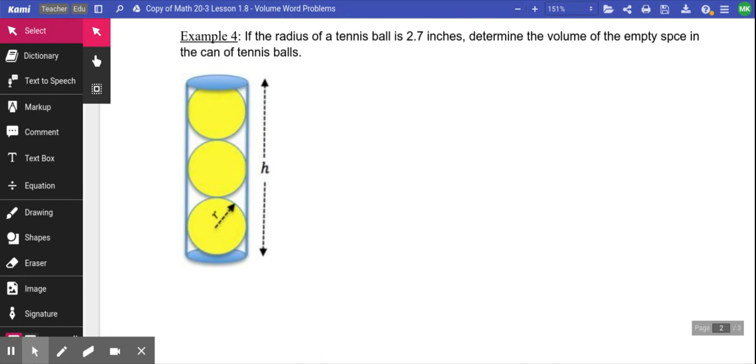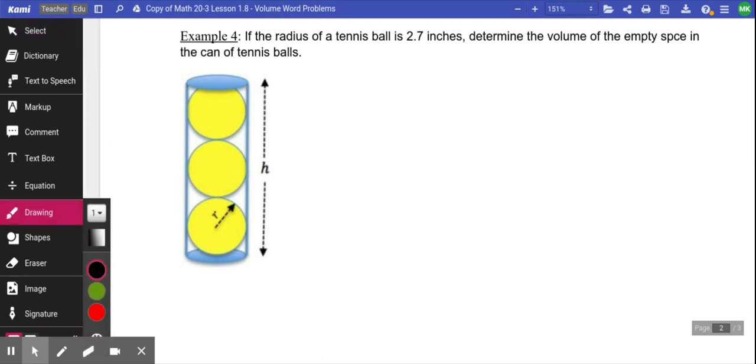Number 4, I want you to try on your own. I'm going to give you a hint to help you start it. It says, if the radius of a tennis ball is 2.7 inches, determine the volume of the empty space in the can of tennis balls.